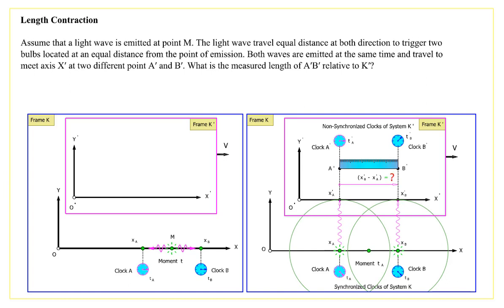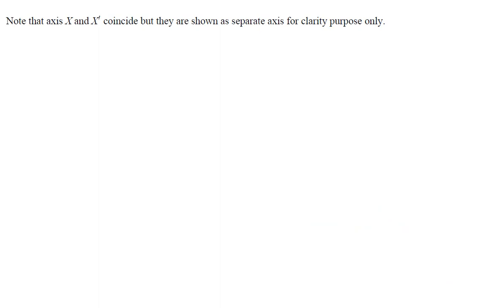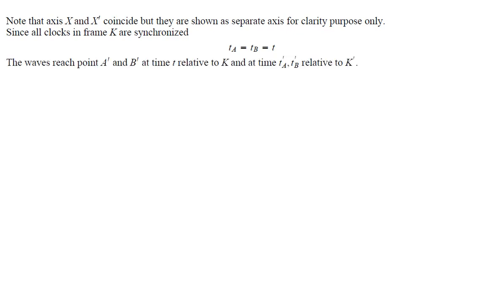Note that axes x and x' coincide, but they are shown as separate axes for clarity purposes only. Since all clocks in frame K are synchronized, TA equals TB equals T. The waves reach points A' and B' at time T relative to K, and at times T'A, T'B relative to K'.